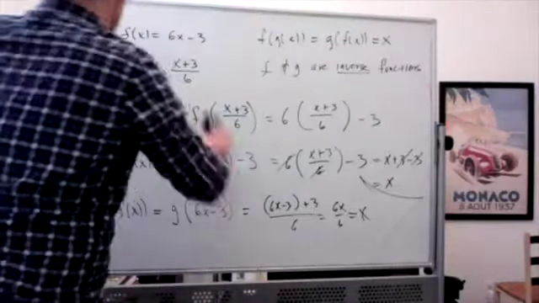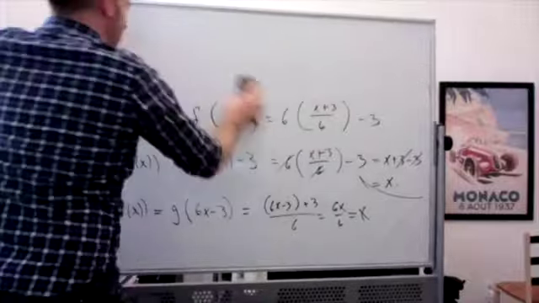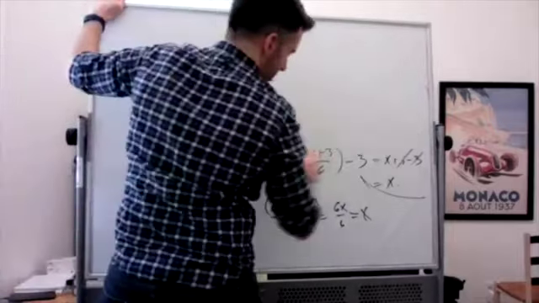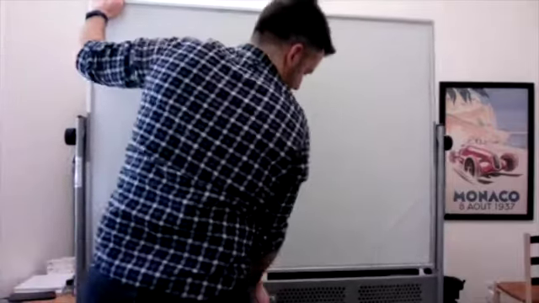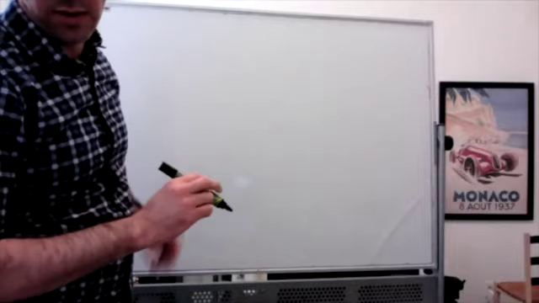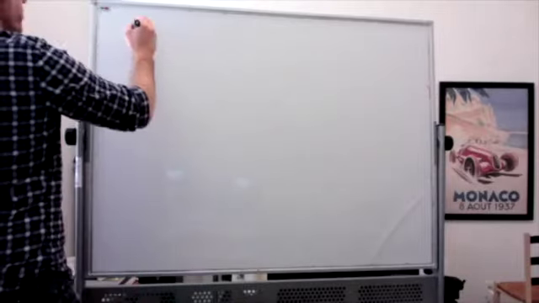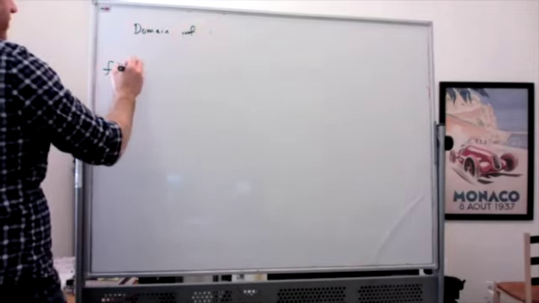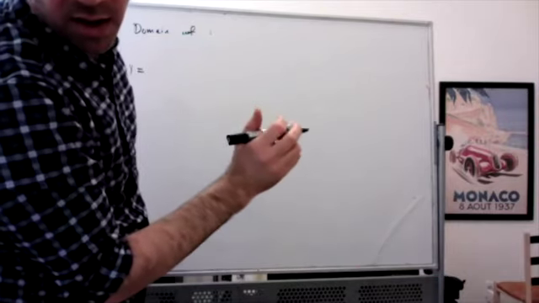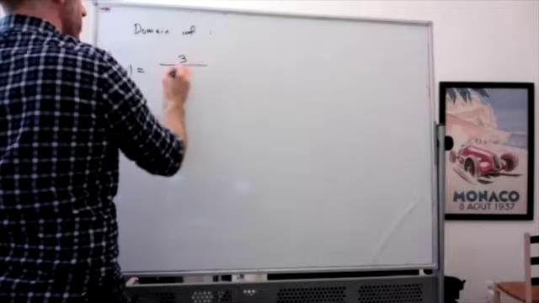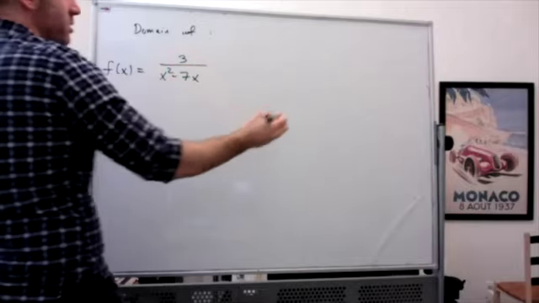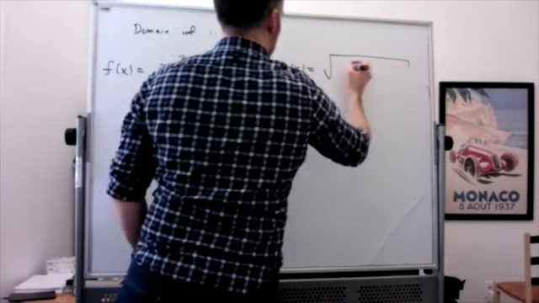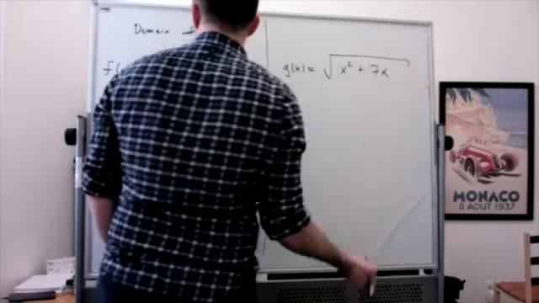Someone asked about domain with roots. And I wasn't exactly sure what they meant, but I think I have an idea. So let's take a look at these two questions that are kind of similar, but not quite the same. So I'm interested in finding the domain of the following two functions. 1, f of x equal to 3 over x squared minus 7x. And 2, g of x equal to the square root of x squared plus 7x. Oh, sorry, minus 7x.